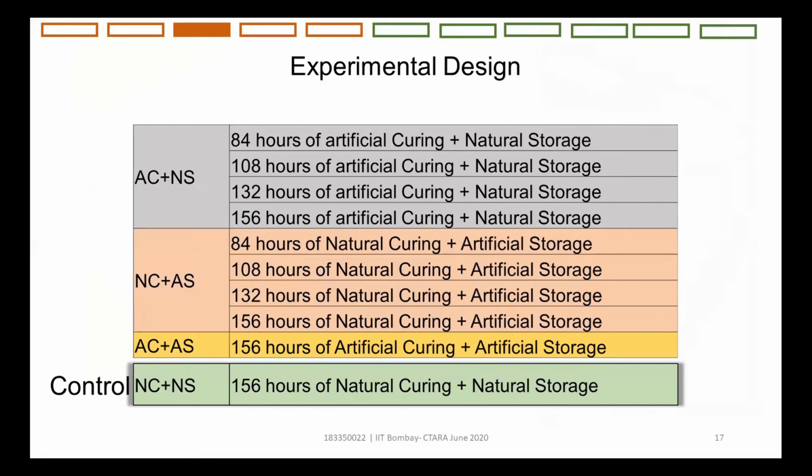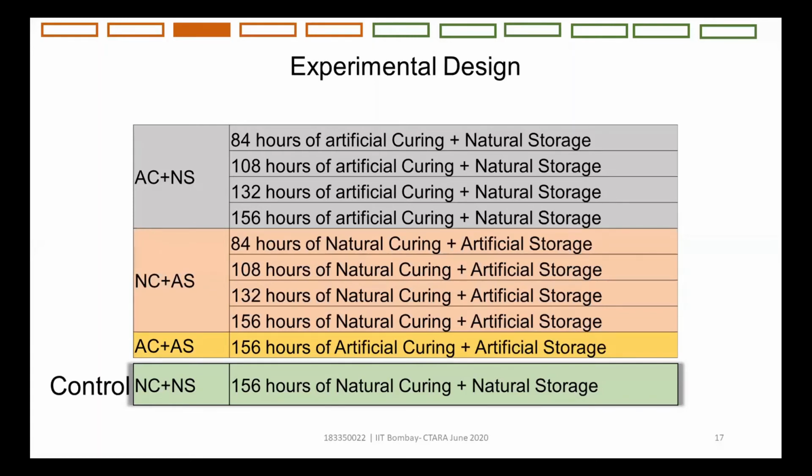So we followed some experimental designs. For want of time, I won't get into that. Just to explain, you see there are two words, AC and C, and then AS and NS. AC is artificial curing. NS is normal storage or natural storage. And AS is artificial storage.